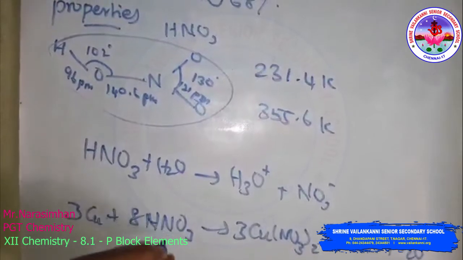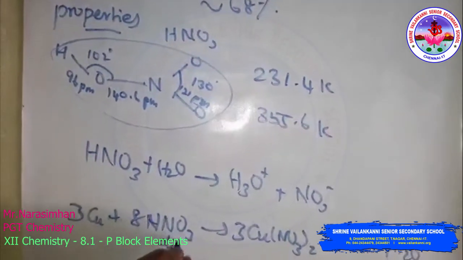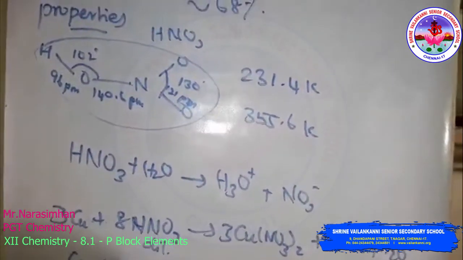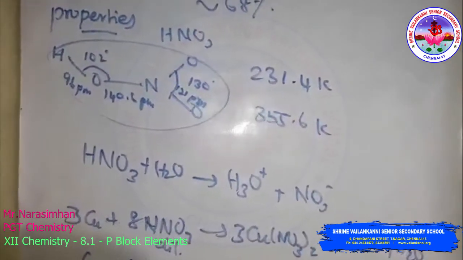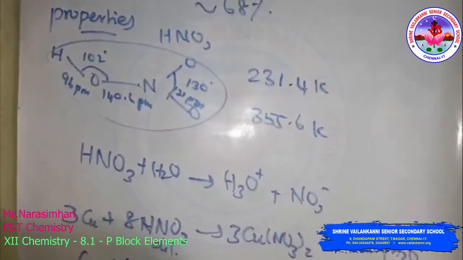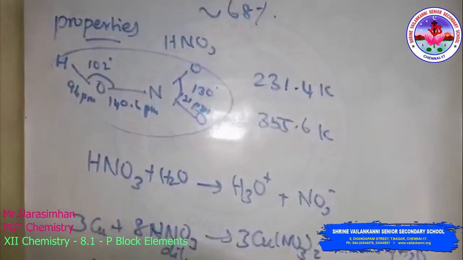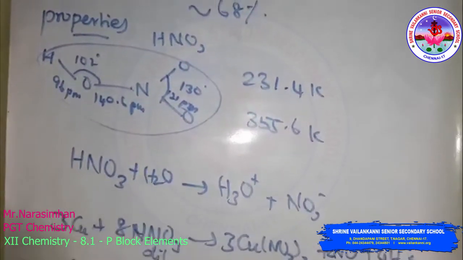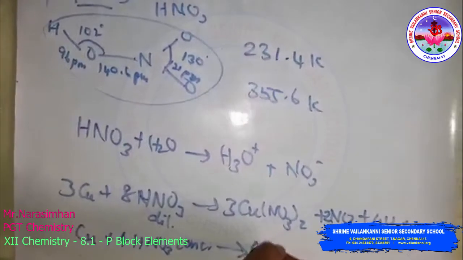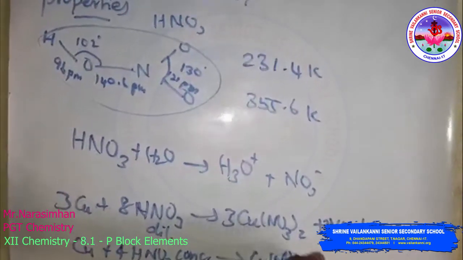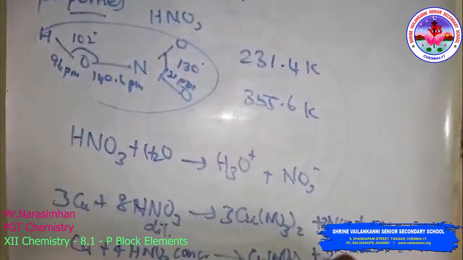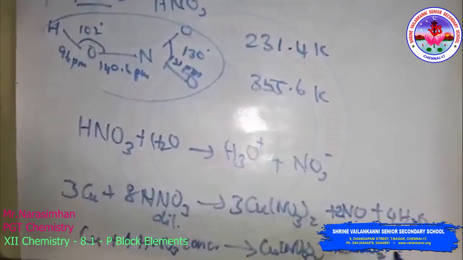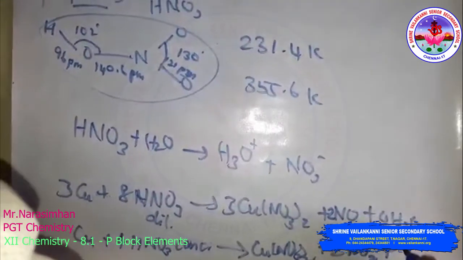This is the dilute form. Suppose you use the concentrated form: Cu reacts with 4 moles of concentrated HNO3 to form copper nitrate, Cu(NO3)2. Here only the byproduct changes. In the first reaction it was nitrogen monoxide; here it is nitrogen dioxide and the water molecule.